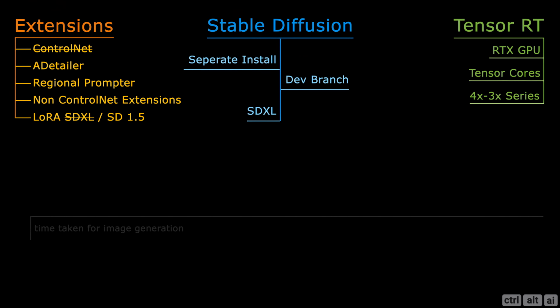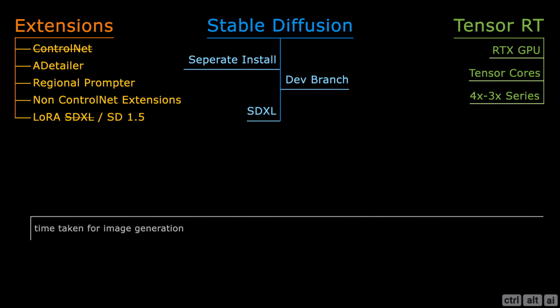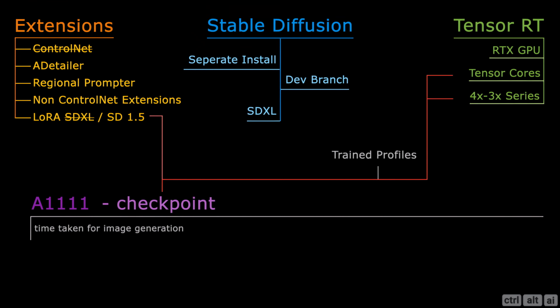Let's take this white line as a measure of time taken for the image generation. The extension allows you to train a predefined checkpoint with a predefined set of resolutions and a predefined number of batch processes to create a profile engine. This then gets loaded in the GPU's VRAM. Once this is loaded, the GPU then reduces the overheads during the process of image generation.